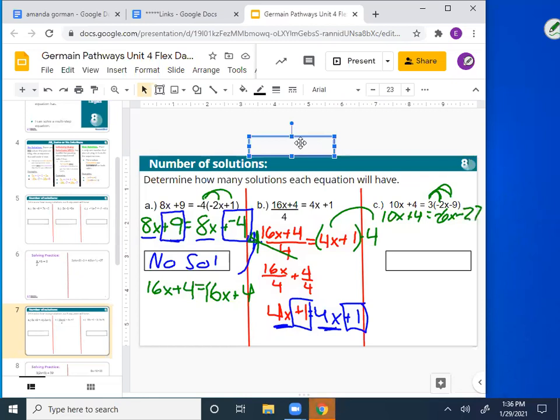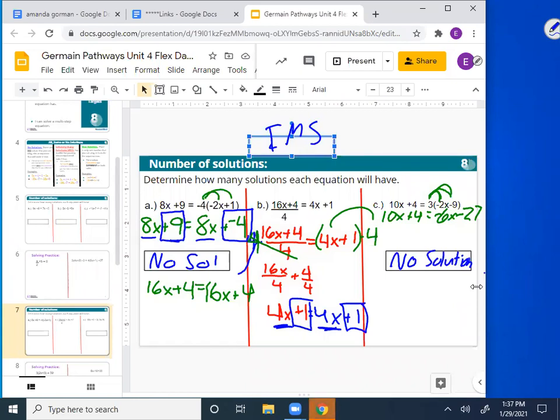Okay, so I'm comparing. Isabella, what kind of solution would this have? Let me read it to you. 10x plus 4 is equal to negative 6x minus 27. No solution. She says no solutions. Okay, thank you for that, Isabella.